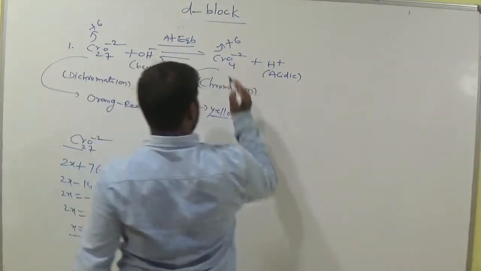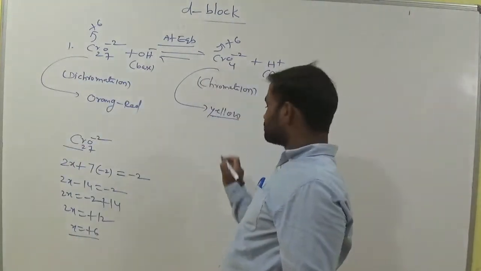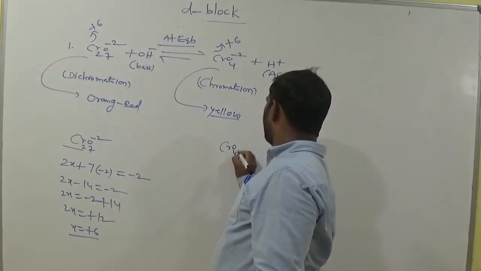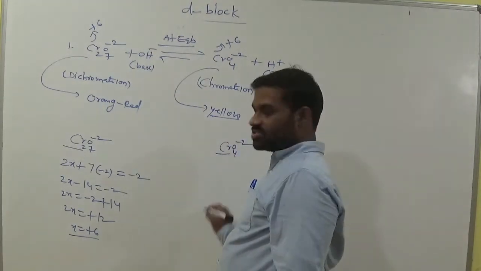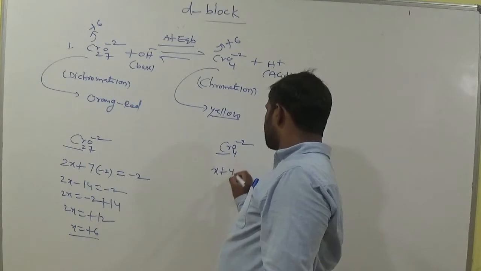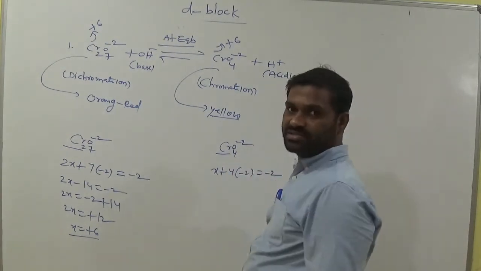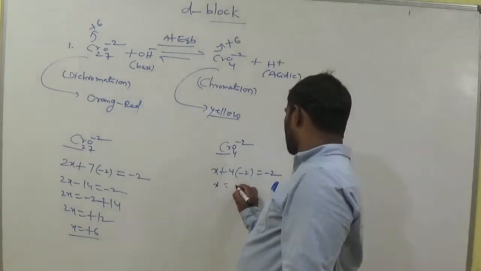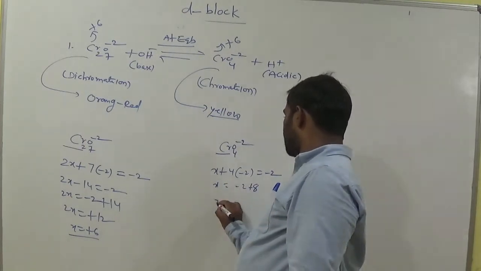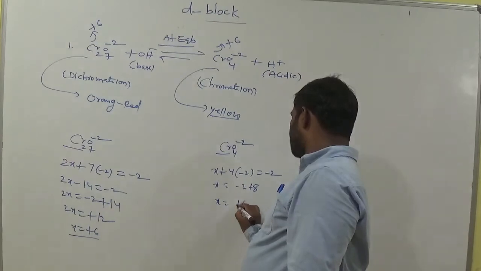And what about this one? How many chromium atoms here? CrO4 minus 2. How many chromium? Only 1. So taken as X. How many oxygens? 4. Each one carries -2. What is the charge here? -2. Is it clear? So X is equal to -2 plus 8. Then X equals how much? +6.